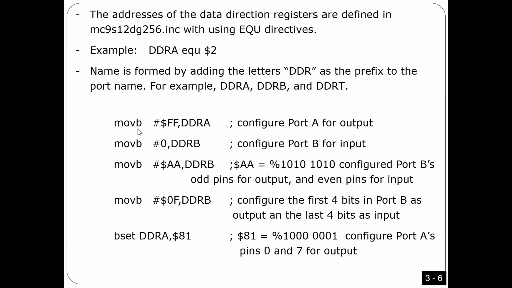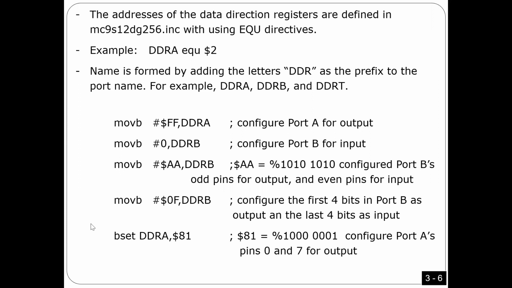You can say, for example, guys, move byte FF to data direction register A. If I do that, that means I configure all the pins on port A as output. Because FF means 1 1 1 1 1 1 1 1, so all of them are output. So if I put 0 in data direction B, so I configure all.